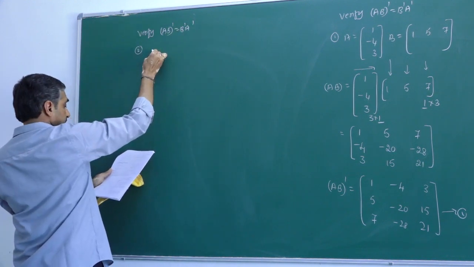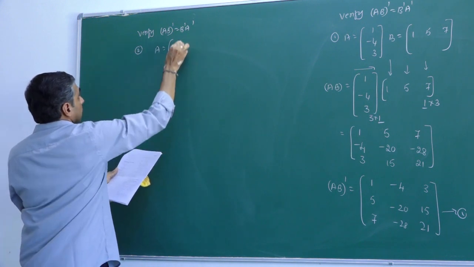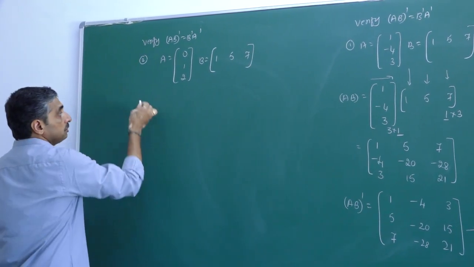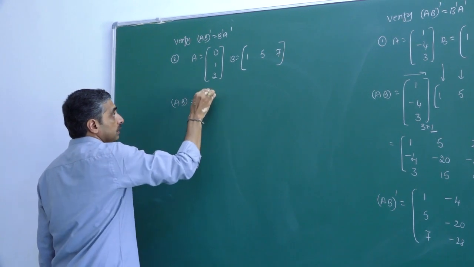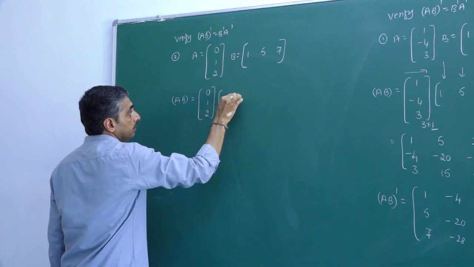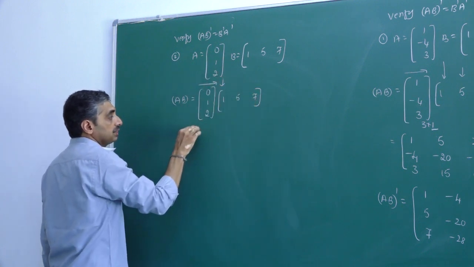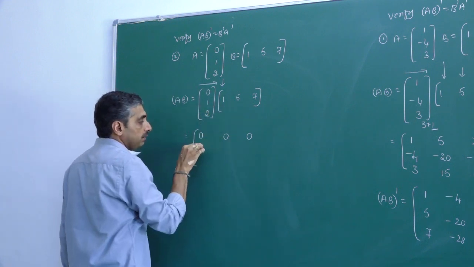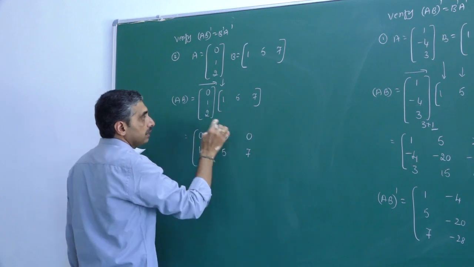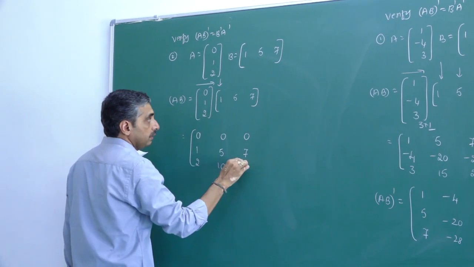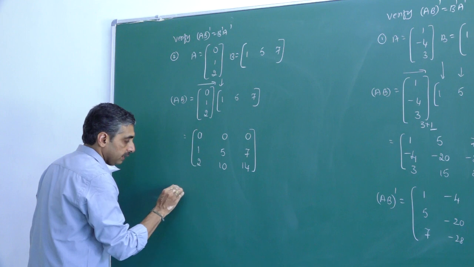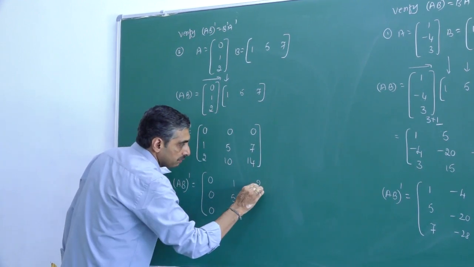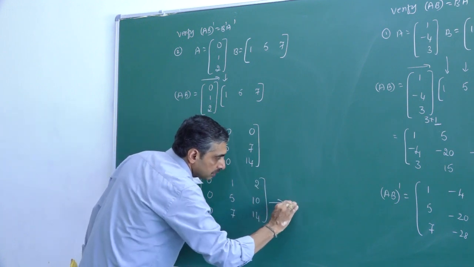In the same second problem, A is equal to 0, 1, 2, and B is equal to 1, 5, 7. As usual procedure, I will go with calculating A into B first. 0, 1, 2 multiplied by 1, 5, 7. Regular multiplication. Yes, 0 into 1, 0, 0 into 5, 0, 0 into 7, 0. Next, 1 into 1, 1, 1 into 5, 5, 1 into 7, 7, 2 into 1, 2, 2 into 5, 10, 14. Now taking the transpose, (AB)' is equal to 0, 0, 0, 1, 5, 7, 2, 10, 14. All this is equation 1.